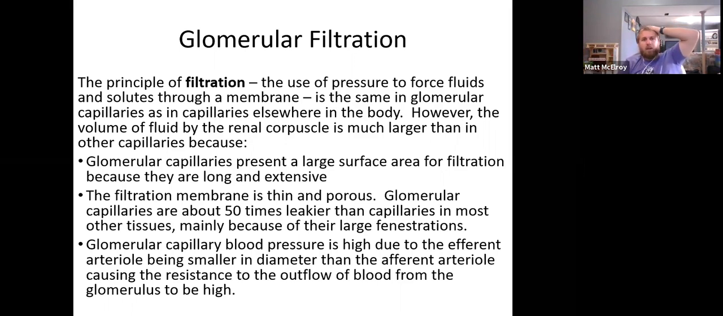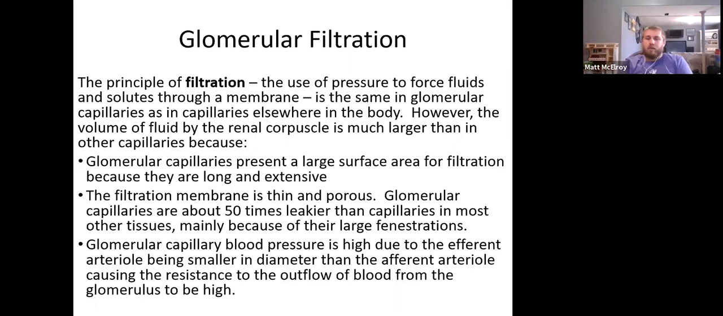Our filtration membrane is very thin and porous. Remember, those capillaries were described as being fenestrated, and that means that they've got all those tiny holes in them. They're about 50 times leakier than capillaries in most other tissues because of those large fenestrations. And then the pressure inside of the glomerular capillaries is really high.